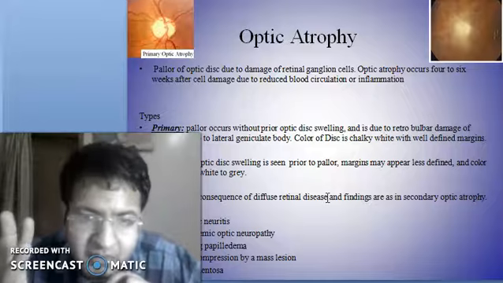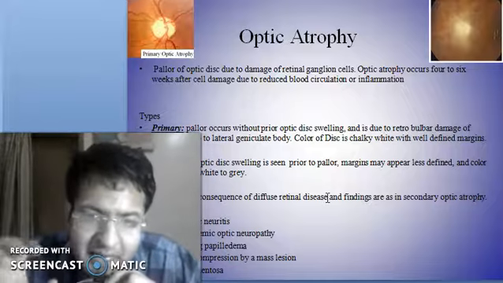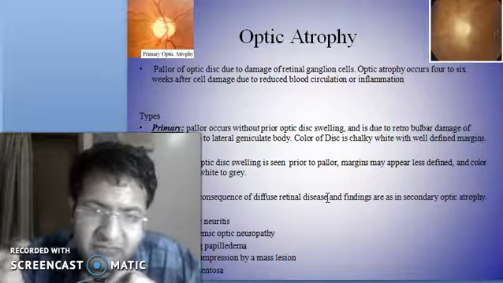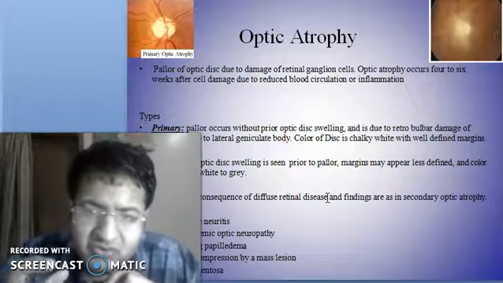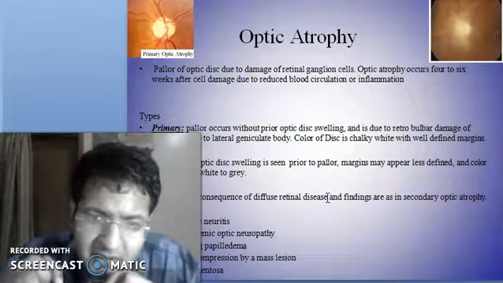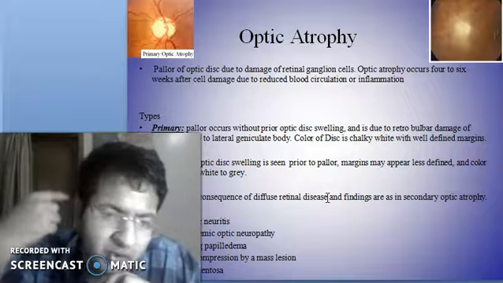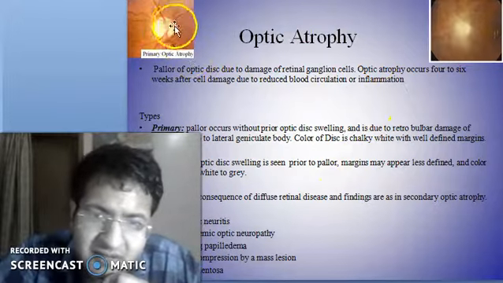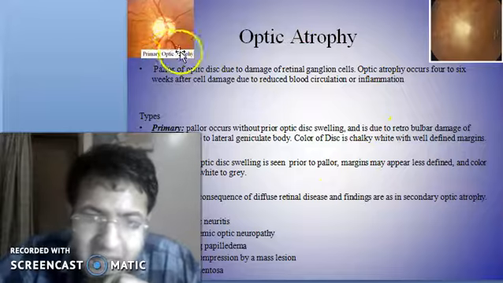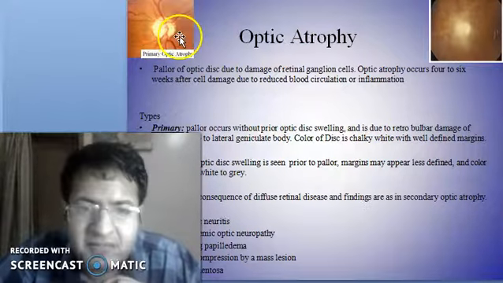What is a primary optic atrophy? In which the pallor of the optic disc occurs without prior optic disc swelling. And why does this occur? This is due to the retrobulbar damage of the optic nerve up to the lateral geniculate body. Okay. And the color of the disc is chalky white. You can see here the color of the disc is chalky white and the margins are well defined.